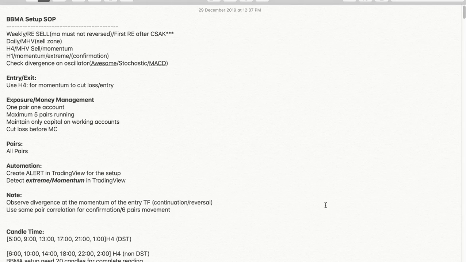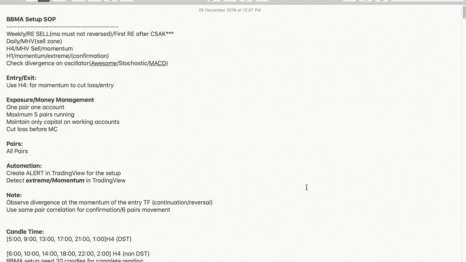For money management and exposure, we only trade one pair per account. We trade 5 pairs at the same time, and we only maintain the capital in working accounts. We always cut loss before MC and we trade all pairs. We use automation and we use TradingView for creating alerts for our setup detection. Our custom indicator can detect setups such as extreme and momentum.